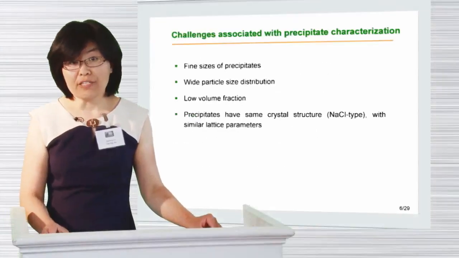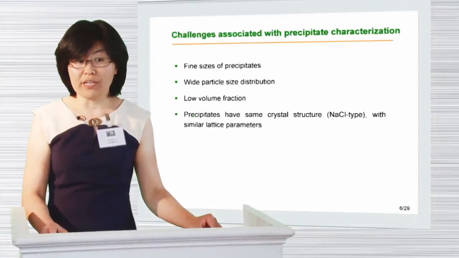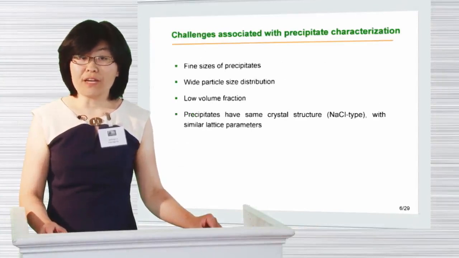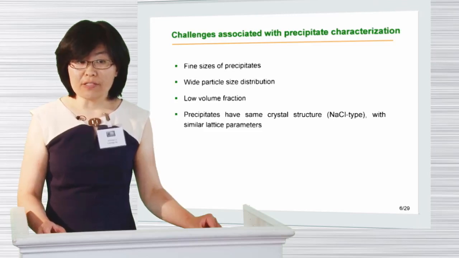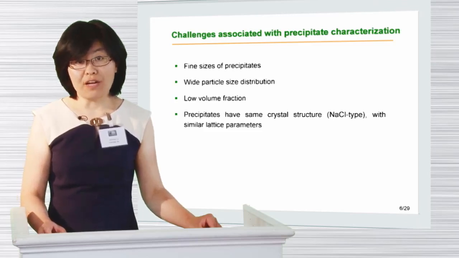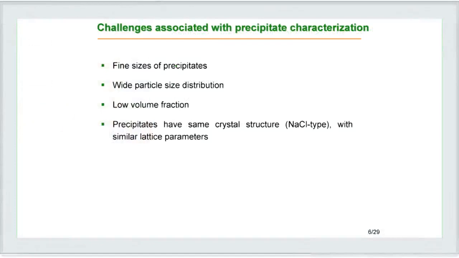There are a few challenges associated with this project. First is the fine sizes of the precipitates. The fine size of the precipitates can go down to 5 nanometers. And also the precipitates have a wide particle size distribution. And the larger size of precipitates can go to a few microns. And they have low volume fraction because these precipitates are in the microalloy elements.